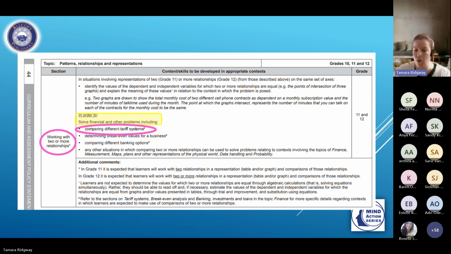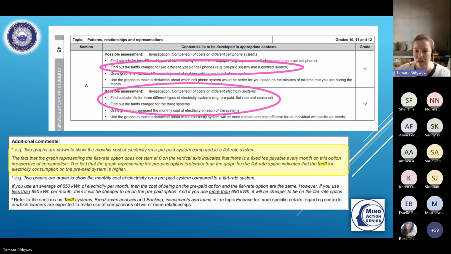Then working with 2 or more relationships. So now we are thinking that it's 2 graphs on the same set of axes, etc., etc. Again, why? In order to solve financial and other problems, including comparing different tariff systems. And so you will see that the context in which tariffs is spoken about the most in CAPS is financial situations with cell phone, electricity, water.